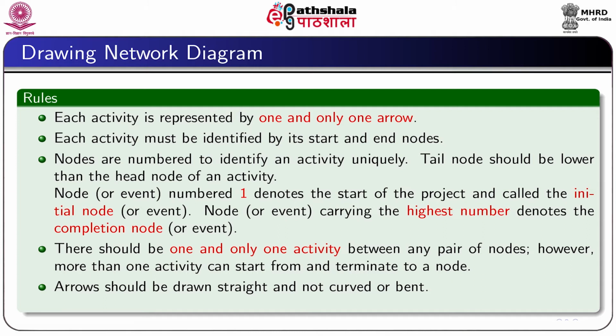Between any pair of nodes, there should be one and only one activity. However, more than one activity can start from and terminate to a node. And arrows should be kept straight, not curved or bent.